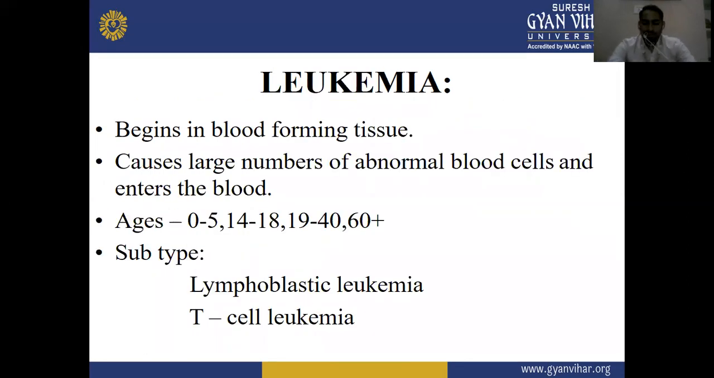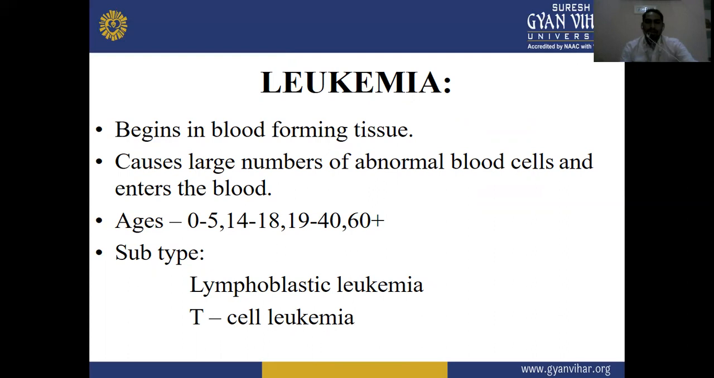Next one is leukemia. Leukemia cancer begins in blood-forming tissues and causes a large number of abnormal blood cells to enter the blood. Next is the age groups: 0 to 5, 14 to 18, 19 to 40, and 60 plus. And subtypes of leukemia are lymphoblastic leukemia and T cell leukemia.